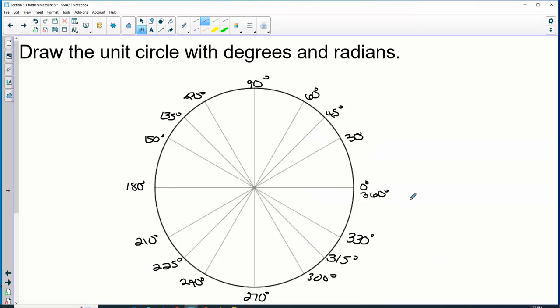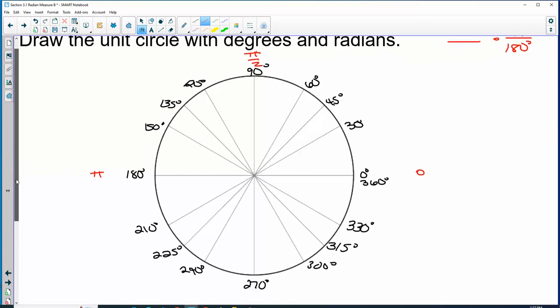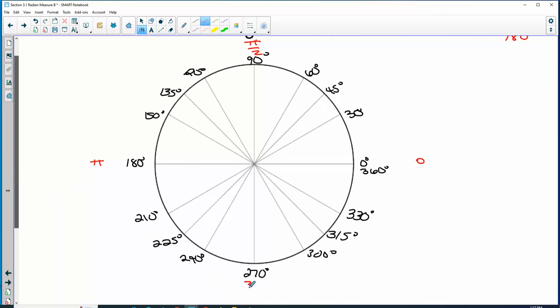With radians, so 0 degrees, same as 0 radians. 90 degrees, you remember what that was? When you multiply by pi over 180, this was 90 over 180 is pi over 2. So it's like 1 pi over 2. 2 pi over 2 is pi. This would be 3 pi over 2. This would be 2 pi if you go all the way around.